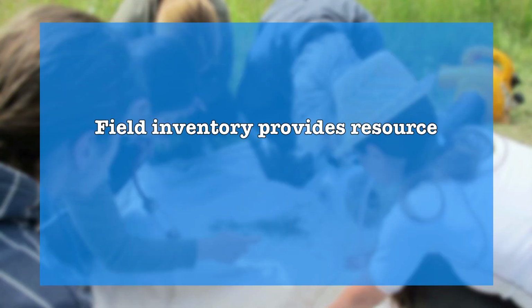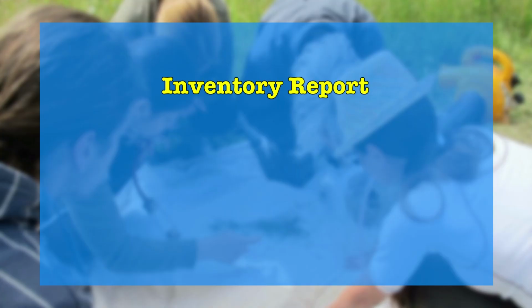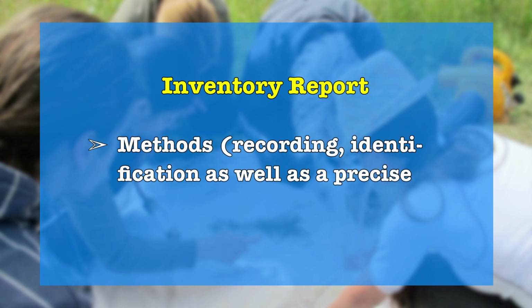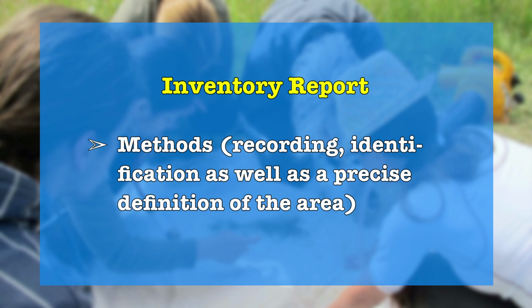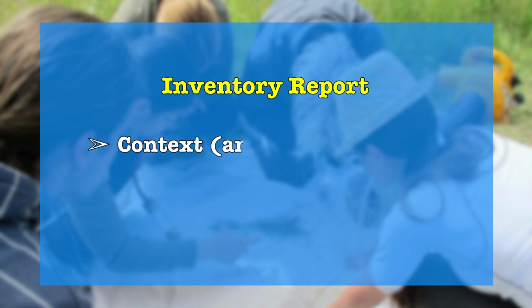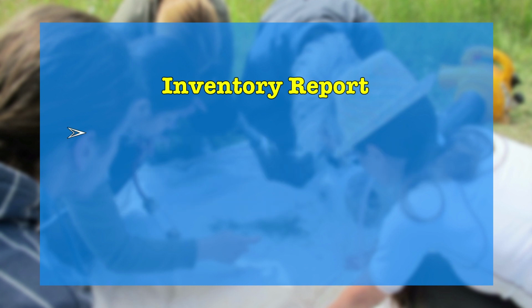Field inventory provides resource material for plant systematic studies. Among the very important items to be included in the inventory report are: number 1, methods, that includes recording, identification, as well as a precise definition of the area. Number 2, goals or purpose of the inventory work. Number 3, context. An evaluation of the inventory results in a regional context at least.